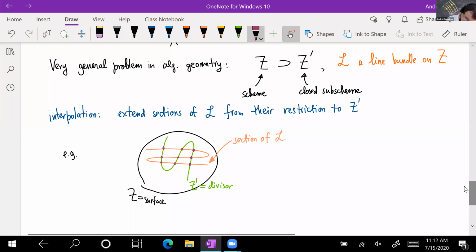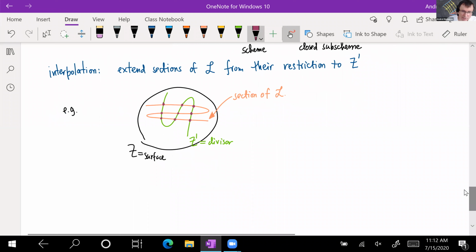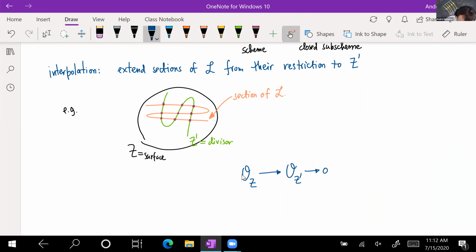So the absolutely general procedure to begin to study that kind of problem is, by definition, an exact sequence. We have the structure sheaf, all functions on Z. This surjects to functions on Z prime. This is what it means to be a closed subscheme. It means I have a surjection from the structure sheaf, and the kernel of that is the ideal sheaf of Z prime.